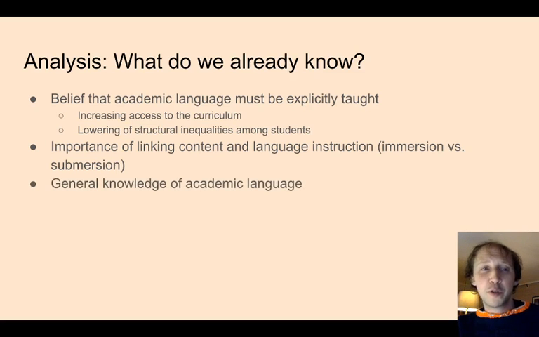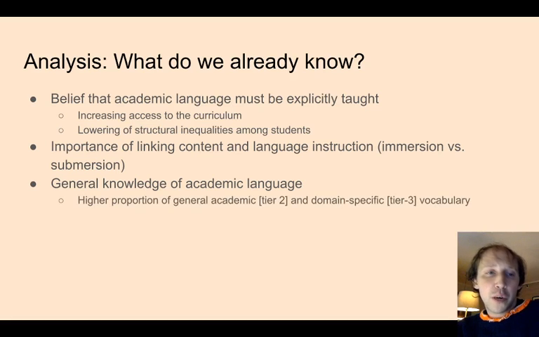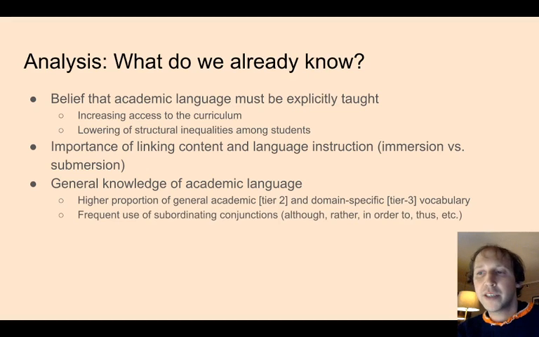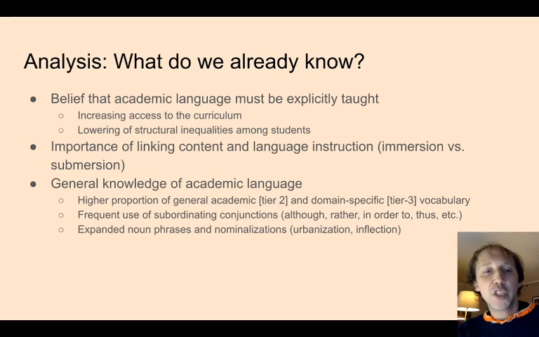We also, as a group, have already developed a lot of knowledge about academic language. These are notes that I took from Ginny's introduction to academic language back near the start of the course, but we already know that academic language has a higher proportion of general academic vocabulary and domain-specific vocabulary. We also know that it tends to have more complex grammatical structures, including subordinating conjunctions. Expanded noun phrases and nominalizations are common.